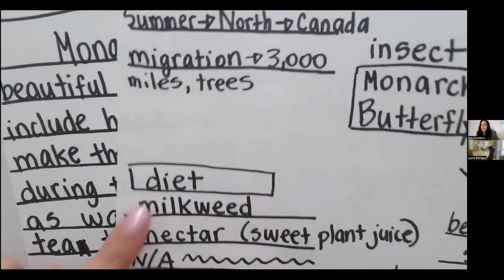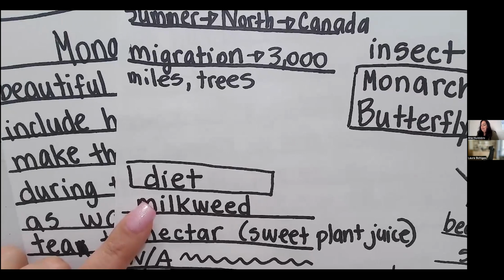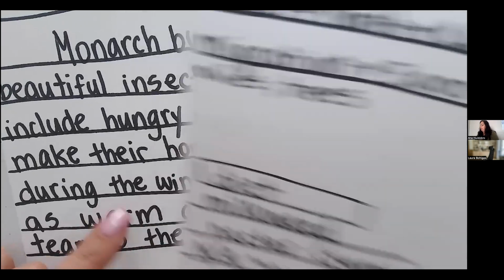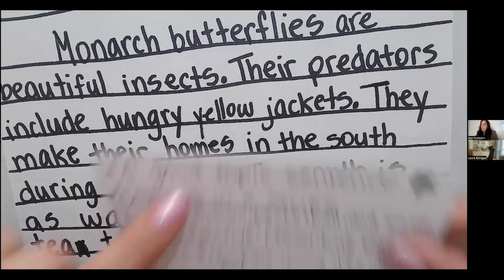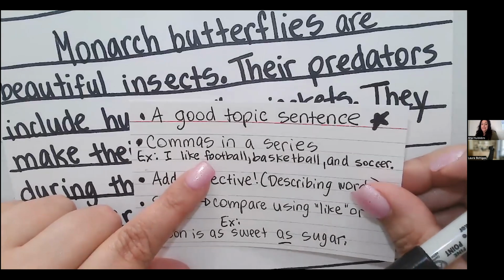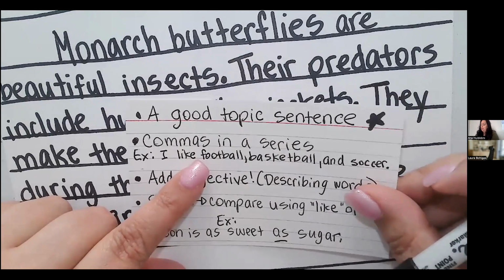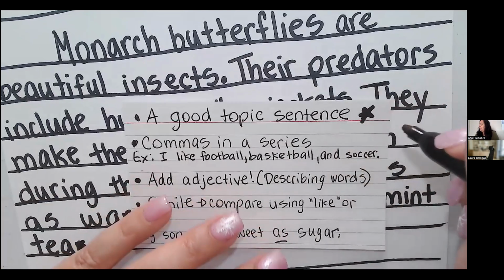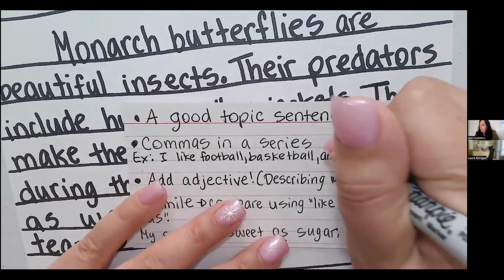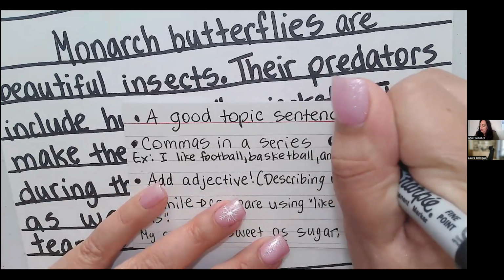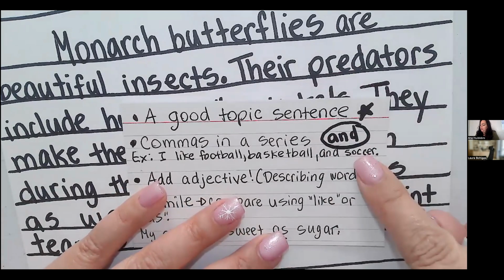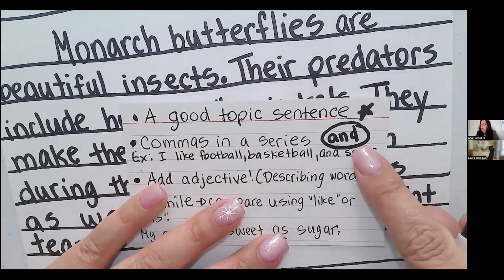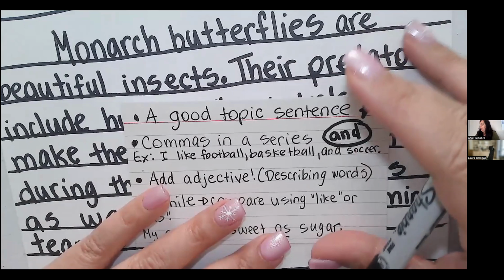What's missing? Diet. And I'm going to go ahead and make this pretty basic. So we know that they eat a lot of milkweed. I'm not going to do commas because I don't have 3 things that they eat. So I'm just going to go ahead and combine the 2 things, milkweed and nectar. I'm going to combine the ideas with the word and. So let me show you how I'm going to do it.